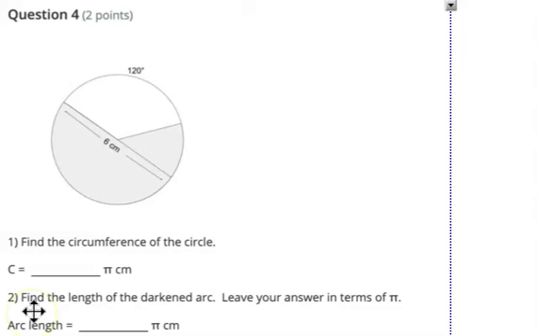Moving on to the next problem. Question 4: find the circumference of the circle and then find the arc length. Those are the two things that we're going to look to do.